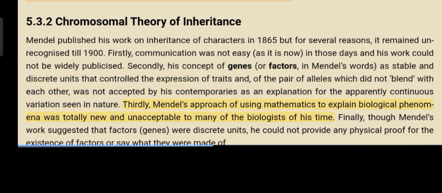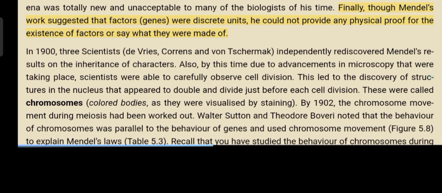Thirdly, Mendel's approach of using mathematics to explain biological phenomena was totally new and unacceptable to many of the biologists of his time. Finally, though Mendel's work suggested that factors, genes, were discrete units, he could not provide any physical proof for the existence of factors or say what they were made of. In 1900, 3 scientists, de Vries, Correns and von Tschermak, independently rediscovered Mendel's results on the inheritance of characters. Also, by this time, due to advancements in microscopy, scientists were able to carefully observe cell division. This led to the discovery of structures in the nucleus that appear to double and divide just before each cell division. These were called chromosomes, colored bodies, as they were visualized by staining.